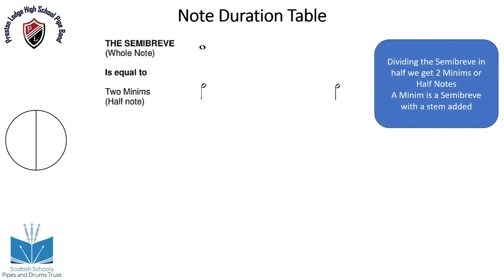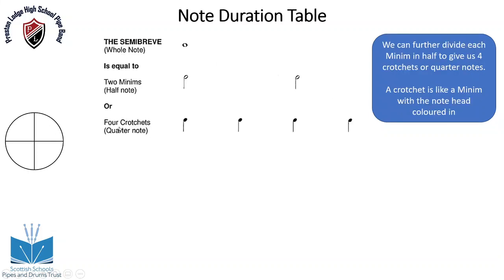Our next note was a minim, so we split that semi-breve in half and we got 2 minims. So we split the pizza in half and we get 2 slices of pizza. Please note that the amount of pizza is the exact same. Alright, it's the same amount of pizza, it's just in 2 bits. And our next one, we split the minims in half and we've got 4 crotchets. Alright, so or 4 bits of pizza. And again, still the same amount of pizza.